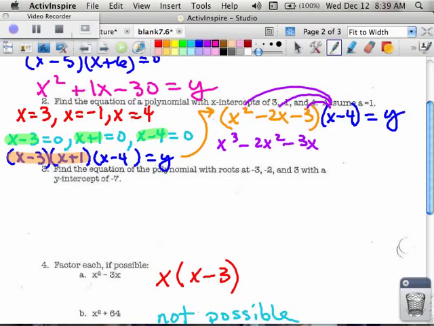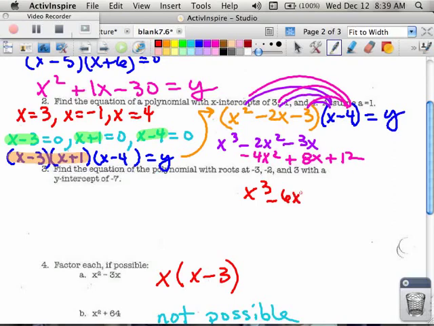And then I'm also going to take that negative 4 and do the same thing. So I'm going to take the negative 4 times the x squared, which is negative 4x squared. I'm going to take the negative 4 times the negative 2x, which is positive 8x. I'm going to take the negative 4 times the negative 3, which is positive 12. So that when I get done and I combine all these things, that's my final answer. I get x cubed minus 6x squared plus 5x plus 12 is my function.